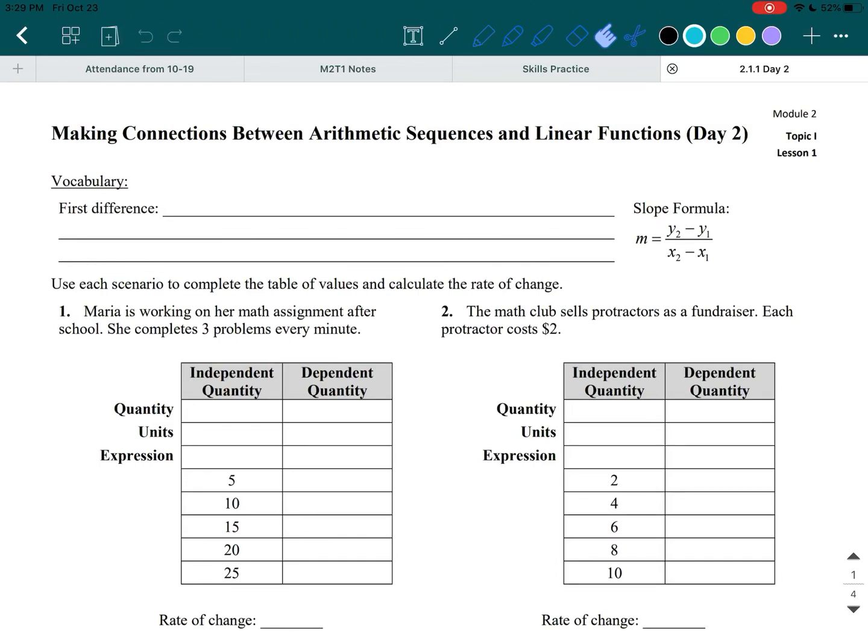All right, welcome to Making Connections Between Arithmetic Sequences and Linear Functions, Day 2. So starting off with our vocabulary.